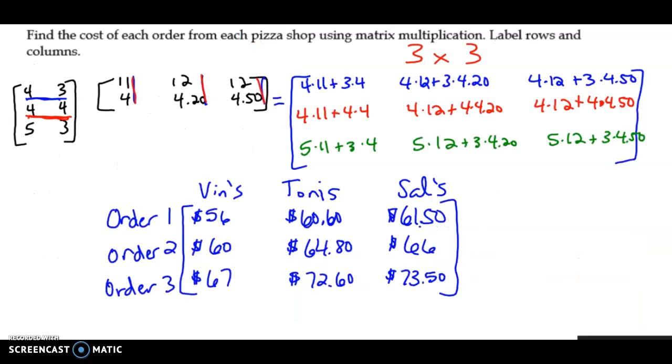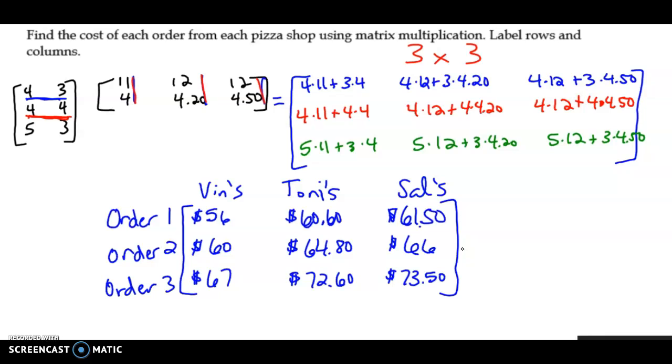All right, so your final answer, order 1, depending where you got it from: at Vin's, it was $56. At Tony's, it was $60.60. And at Sal's, it was $61.50. Order 2, you can look at those numbers, and order 3. So this kind of tells you maybe where you should get your food from. Maybe you don't care. It's only $5 more to get it from the better place. Okay, that sort of thing.